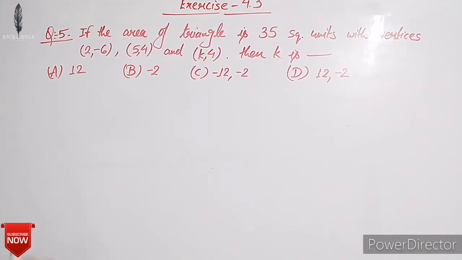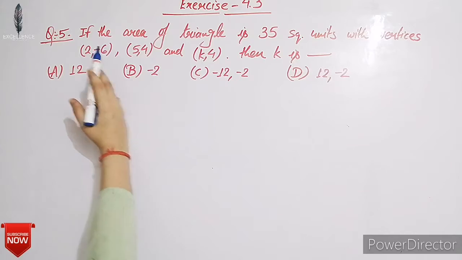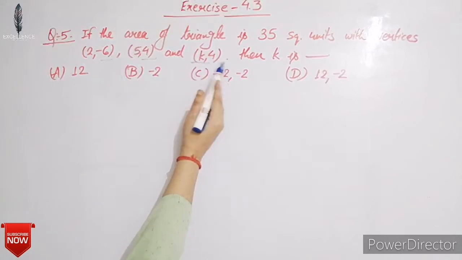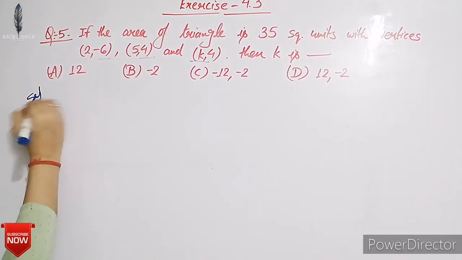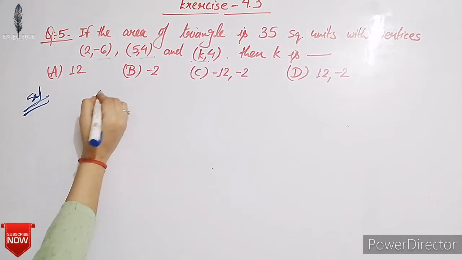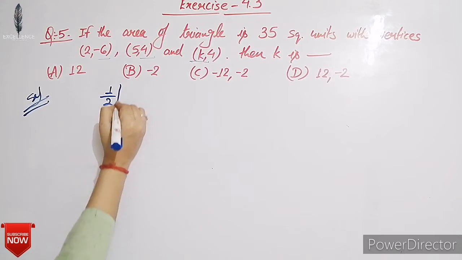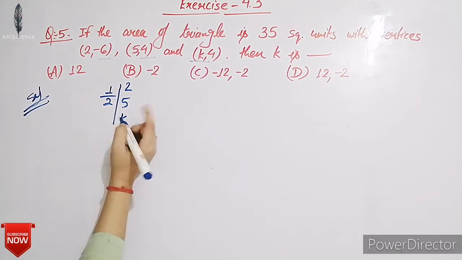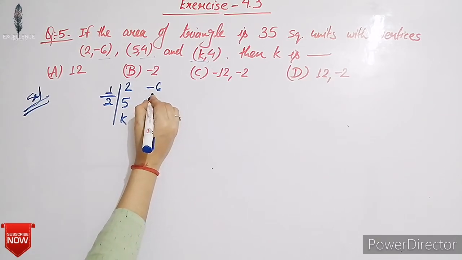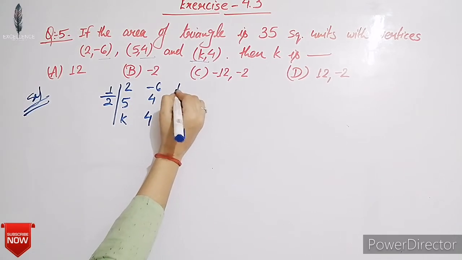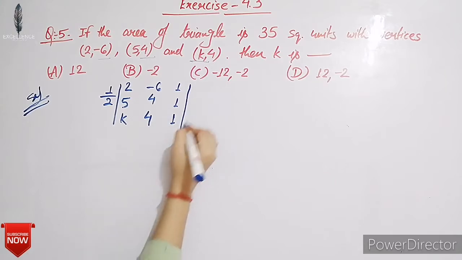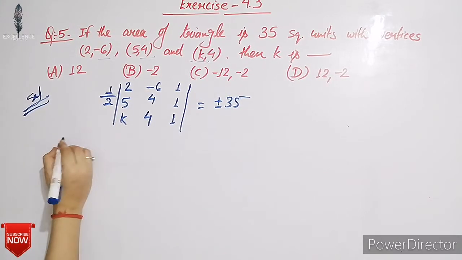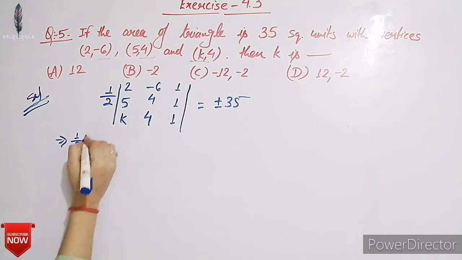Let's see the last question of this exercise, question number 5. Here, if the area of the triangle is 35 square units with the given vertices, then find the value of k. Let's solve it. Here, the area of the triangle, that is 1 by 2 times the determinant 2, 5, 1; k, minus 6, 1; 4, 4, 1, is equal to plus minus 35. It is given that the area is 35 square units.